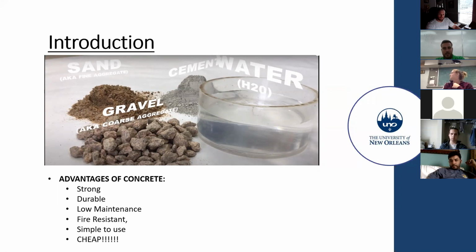Concrete has 4 primary ingredients: water, sand, also called fine aggregate, and gravel, aka coarse aggregate. I'm sorry, the sand is fine aggregate and the gravel is coarse aggregate. And you have cement. The most common type of cement used in concrete is known as Portland cement.